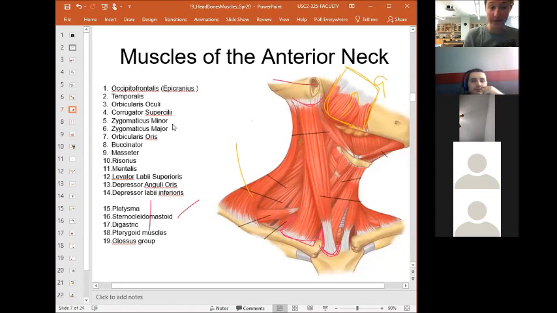This is your external acoustic meatus, so your ear canal. And this muscle right here is your sternocleidomastoid. Right, so you have one on each side. All right, so when you contract insertion towards origin, you are essentially pulling the back of your head towards your sternum and clavicle. So what does that look like?